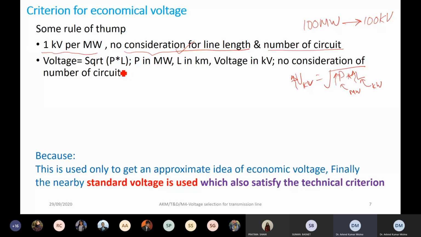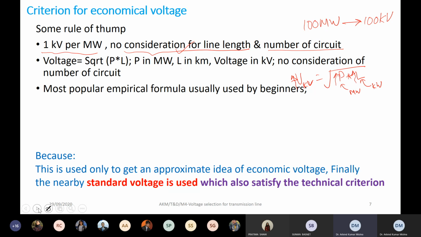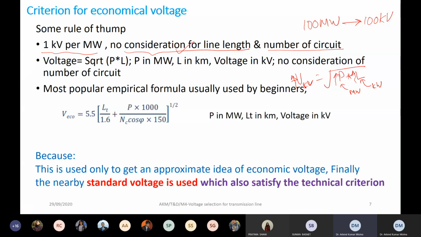But again, the second method lacks the consideration of number of circuits. So very popular, and used especially by beginners like you, is the most economical empirical formula, this one. Here you can see that this empirical formula uses all the quantities we have discussed: the P, the length to be transmitted, the number of circuits.